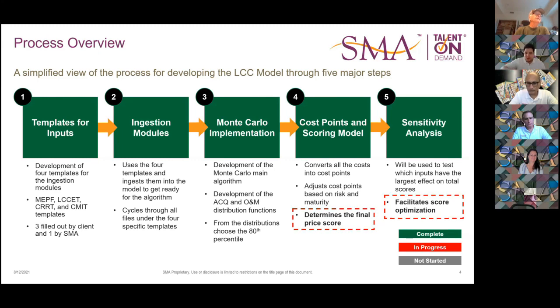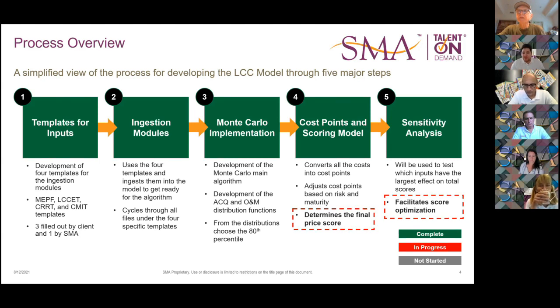Then, according to the RFP, it chooses the 80th percentile. That feeds into the cost part 4, which is the cost points and scoring model. The 80th percentile is taken, converted, adjusted, and then a final single number comes out. The great thing about this is that it takes everything from the acquisition to the life cycle cost to the risk to the uncertainties and just spits out one single number. There's no bias in this model.